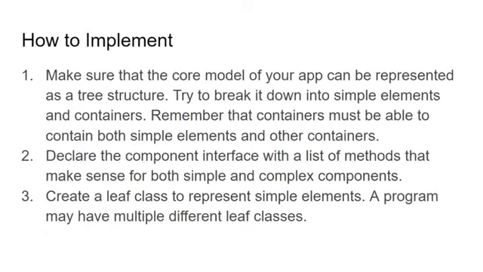Now, how do you implement such a design pattern? Well, first off, make sure that the core model of your app can be represented as a tree structure. Try to break it down into simple elements and containers. Remember that containers must be able to contain both simple elements and other containers. Second, declare the component interface with a list of methods that make sense for both simple and complex components. Third, create a leaf class to represent simple elements. A program may have multiple different leaf classes.